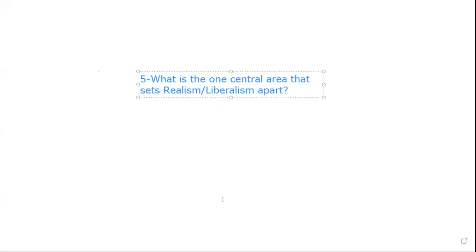Okay, what is the one central area that sets realism and liberalism apart, keeps them separate? Tell me what that is.